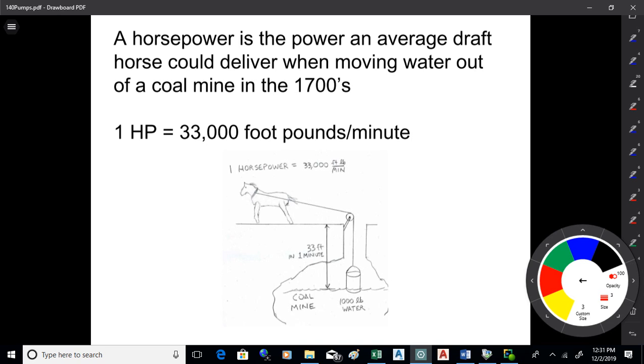What James Watt figured out was that one horse could lift something on the order of 1,000 pounds of water 33 feet in a minute, dewatering the mines. So 1 horsepower is 33,000 foot-pounds per minute. It can lift 1,000 pounds of water 33 feet in a minute, and when you multiply that together, you get a horsepower, which is 33,000 foot-pounds per minute.